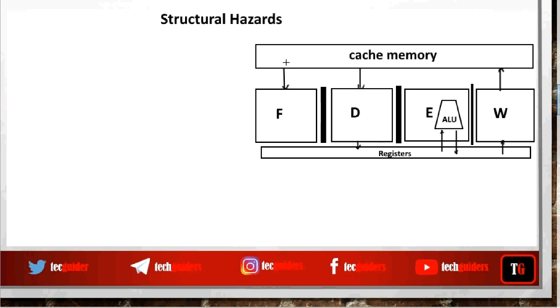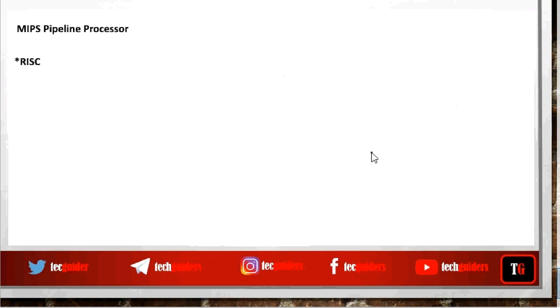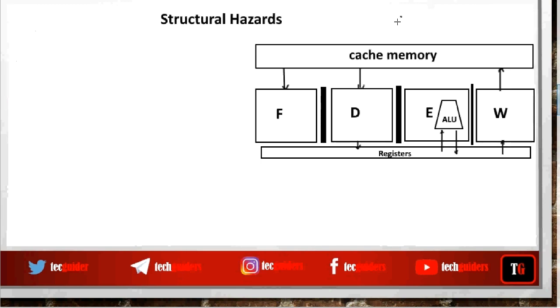Also, while one instruction is being fetched from the memory, another instruction can be accessing the memory for reading or writing data. So now we shall see how, in a MIPS pipeline processor, structural hazards are avoided by eliminating these dependencies, by making the stages more independent and by properly organizing the stages of the pipeline.